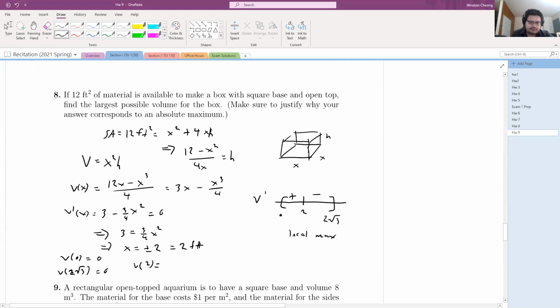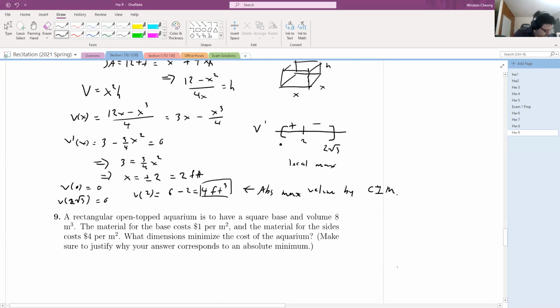But yeah, so plug 2 into my volume formula. I'm going to get 6 minus, I'm plugging into this version, 3x minus x cubed over 4, because that's the thing I can plug into. 8 over 4, so that's 2. So I'm going to get a volume of 4. Just double checking, yeah, 4 cubic feet. And this is the maximum of all 3 things. And so this is the absolute max volume by that closed interval method again.